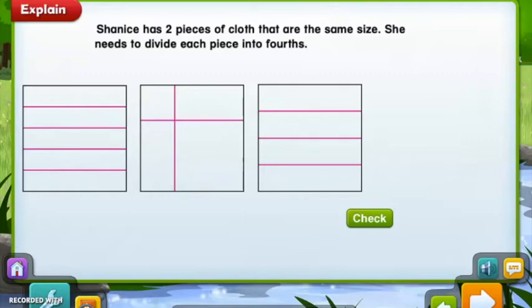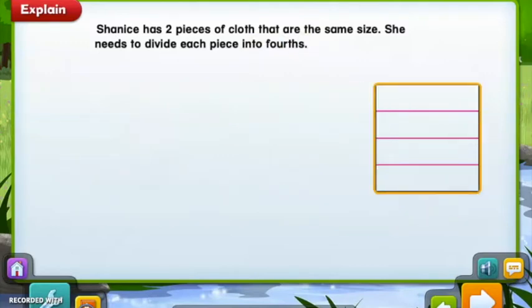Okay, and so if you guessed this one, you are correct because this one's cut into 4 equal pieces. This one does not have equal pieces, and this one has 1, 2, 3, 4, 5 pieces, which is not fourths. So the answer would be this one right here. Good job! This is another way to divide the cloth into fourths.